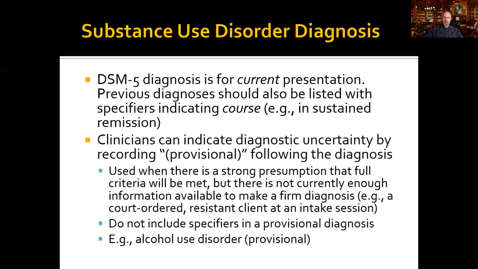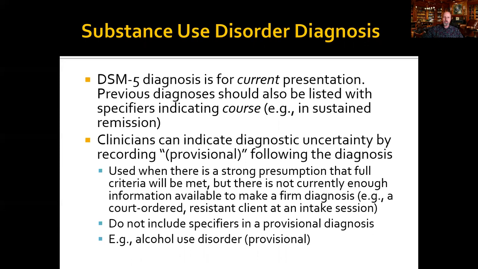Clinicians can also indicate diagnostic uncertainty by recording provisional following the diagnosis. You use this when there's a very strong presumption that the full criteria is going to be met, but you don't currently have enough information available to make a firm diagnosis.